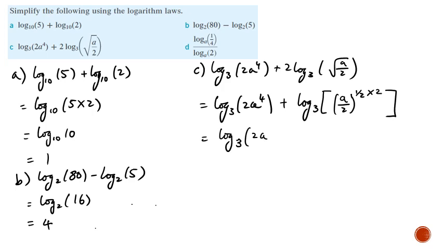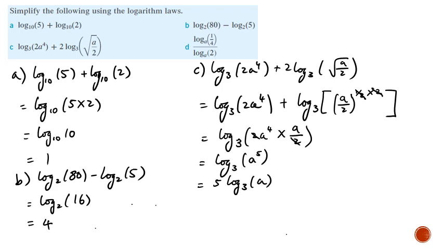So then we have 2a to the power of 4 times a over 2, these two cancel out. The 2's cancel out, so we're left with log 3 a to the power of 5. Now normally we just write a number outside the log by convention, so we get 5 log 3 bracket a.